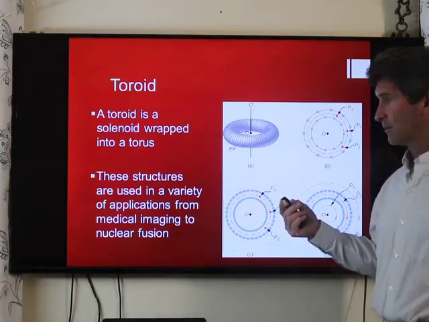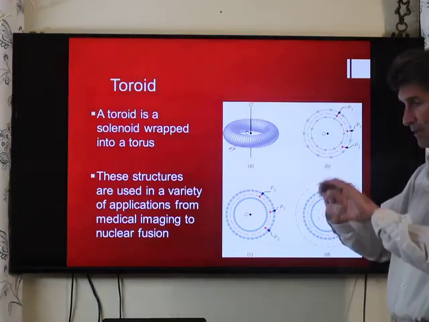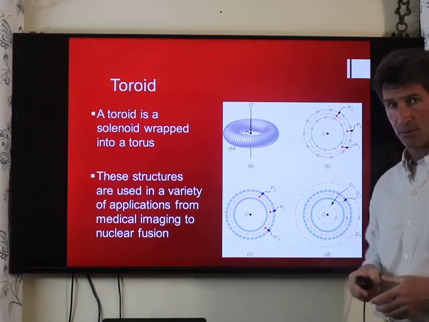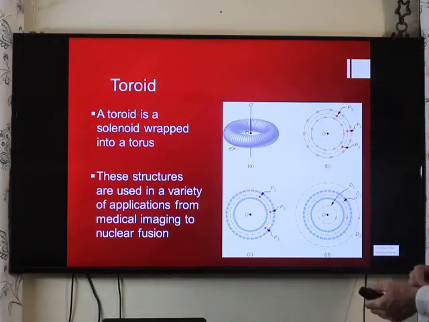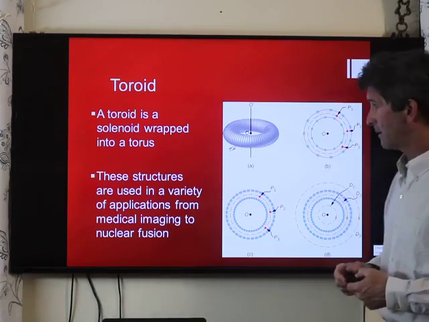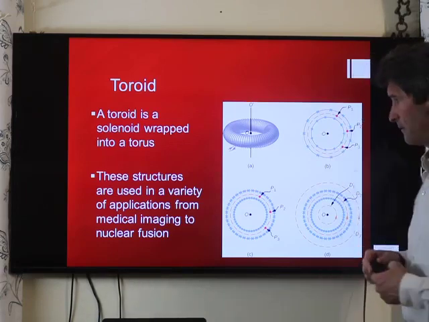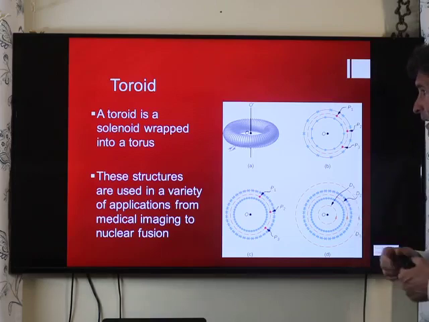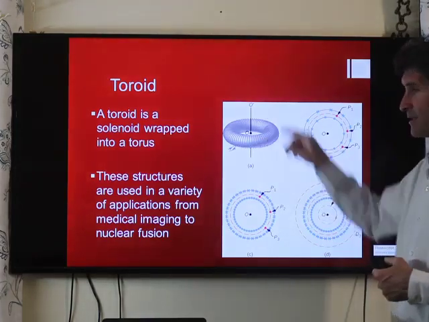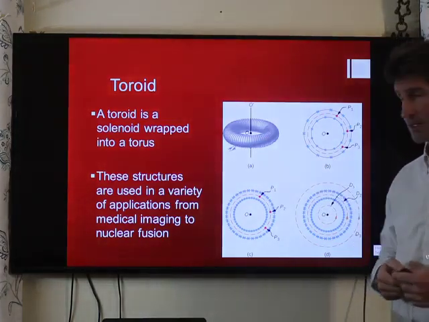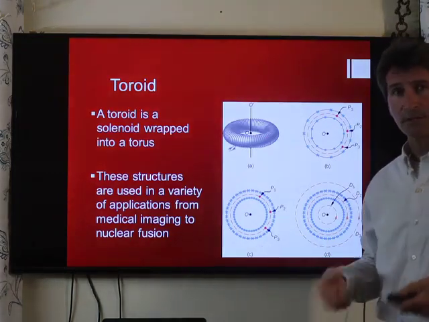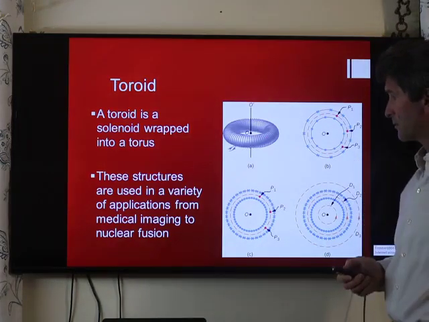We can also take a solenoid and wrap it around itself in a toroidal shape, and this is known as a toroid. Again, these structures are used for a variety of applications. Most of the time, because the magnetic field stays within the torus itself, these are used for inductors, and we'll talk about inductance in future chapters.